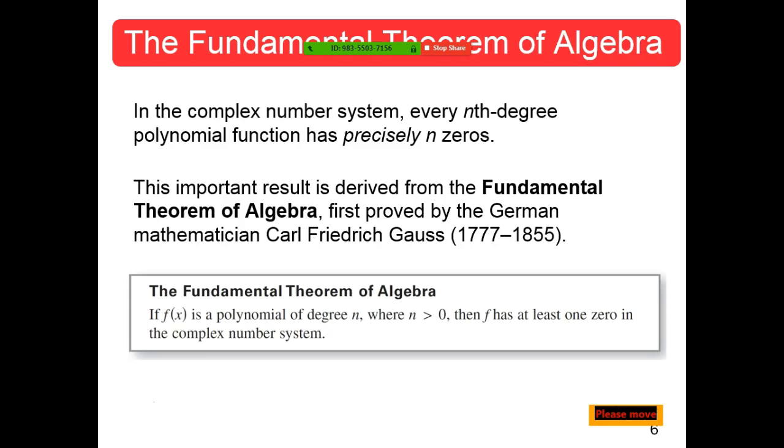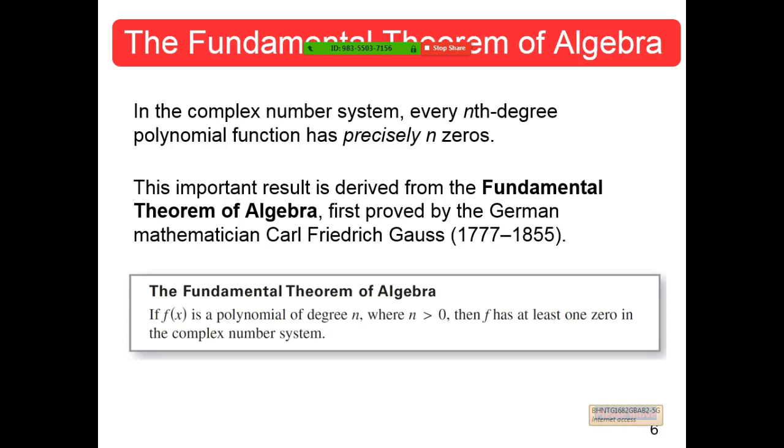So here's what the fundamental theorem of algebra says. Now, to me, this doesn't sound very impressive. And here's what it says. If f of x is a polynomial of degree n, where n is greater than 0, in other words, you can't have a polynomial of degree 0. Polynomial of degree n greater than 0, 1 or more, then f has at least 1 zero in the complex number system. Well, big whoopee doo, that doesn't sound all that impressive, okay?